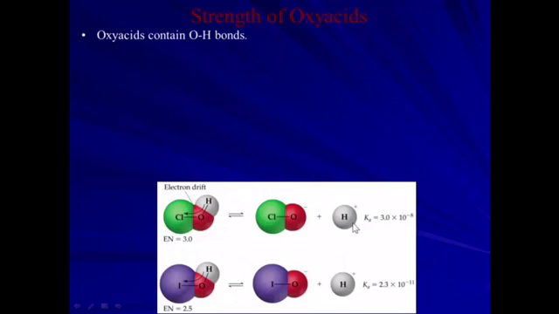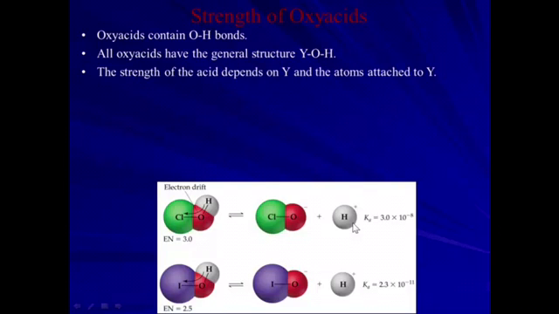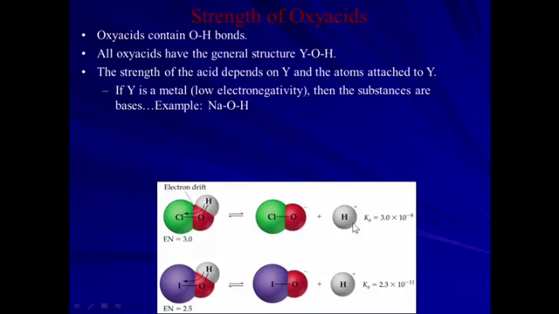Strength of oxyacids. Oxyacids contain OH bonds, and all oxyacids have a general structure on the board. That Y is really what makes the oxyacid strong or weak. So the strength of the acid depends only on Y and the atoms that are attached to Y. If Y is a metal, that means that it has a low electronegativity. In other words, it's willing to give away its electrons, which is nice. That's what metals do, they lose electrons. Well, if that happens, then the substance becomes a base.